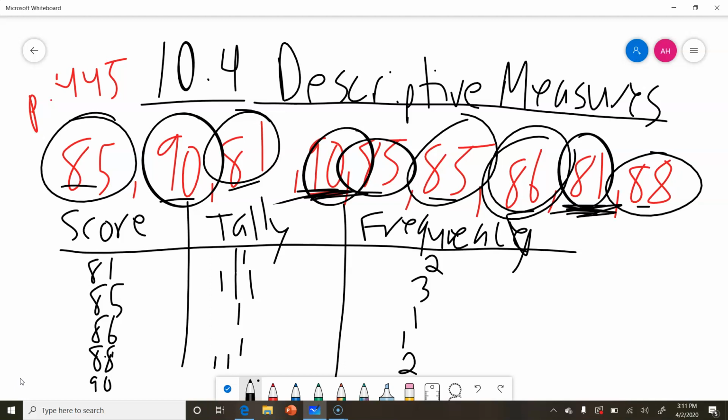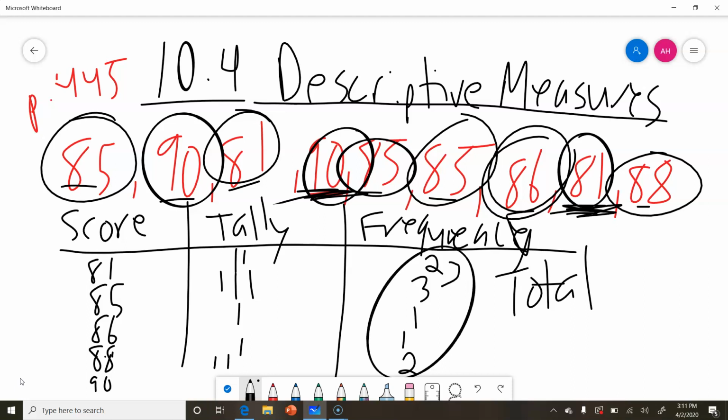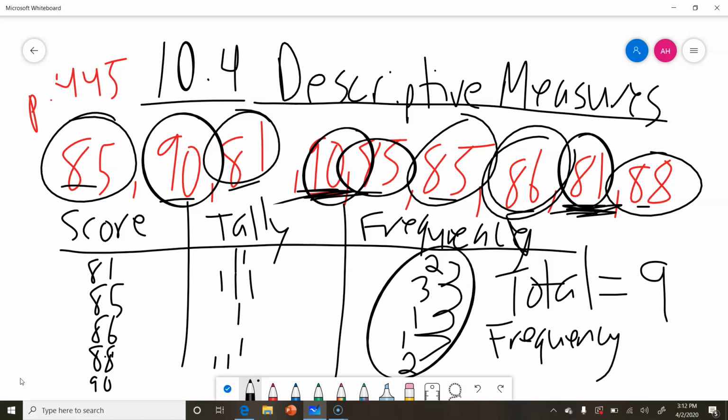That tells us a lot about this distribution. It tells us a lot about these numbers and what they mean. One thing we'll want to do is add up how many there are total. How would we do that? Well, we just add up this column. 2 plus 3 is 5, plus 1 is 6, plus 1 is 7, plus 2 is 9. So the total frequency is 9. In the homework, there'll be questions that ask how many, and all you do is add up the frequency total on this side.